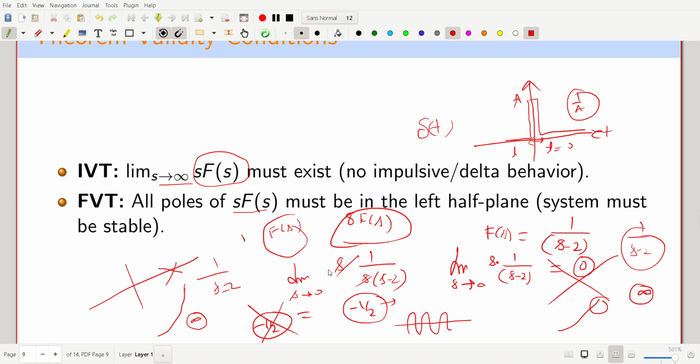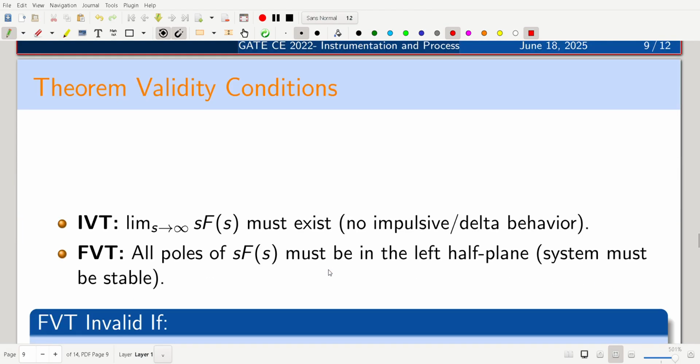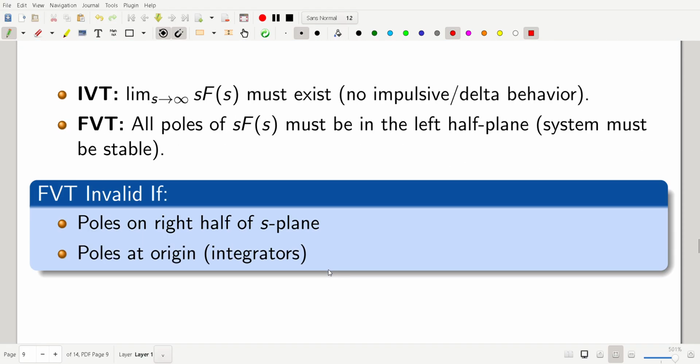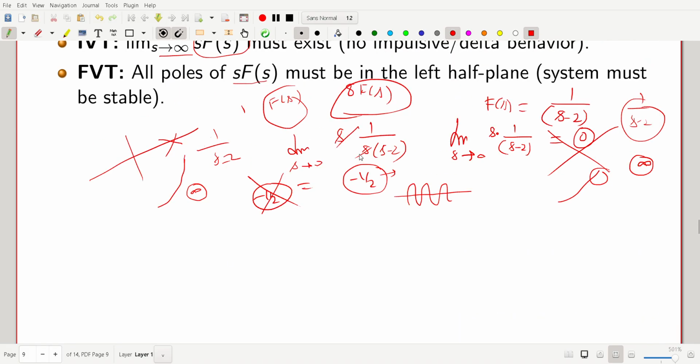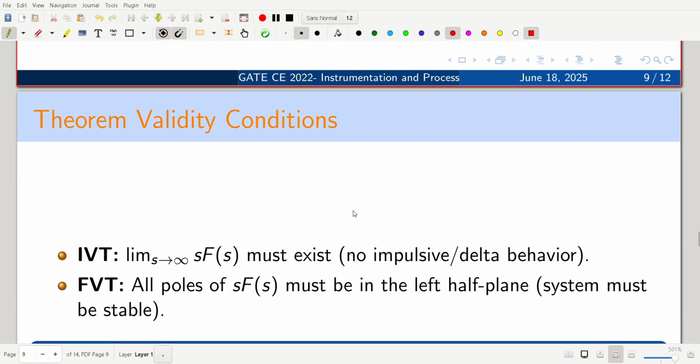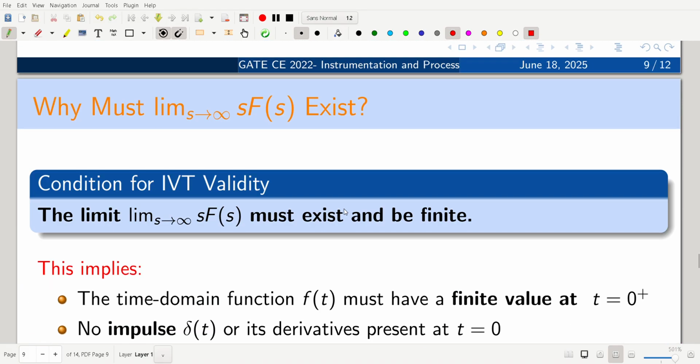Coming back to the initial value theorem. For the final value theorem, I already explained the poles on the right half, and poles at the origin cancel out. In the case of the limit as s tends to infinity, sF(s) should exist.